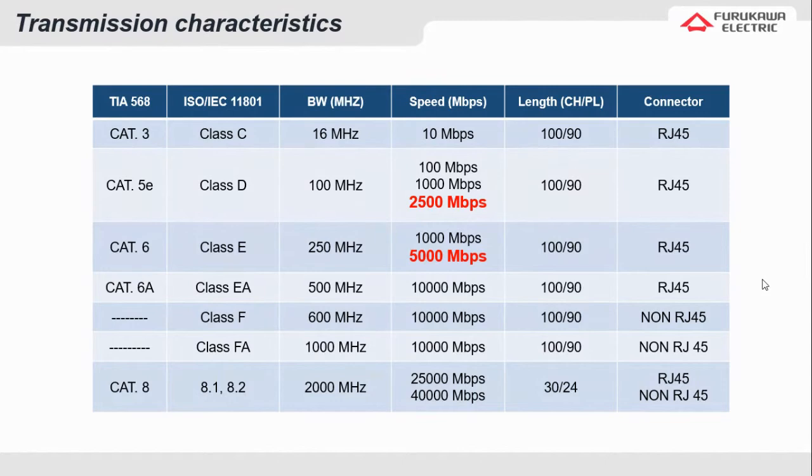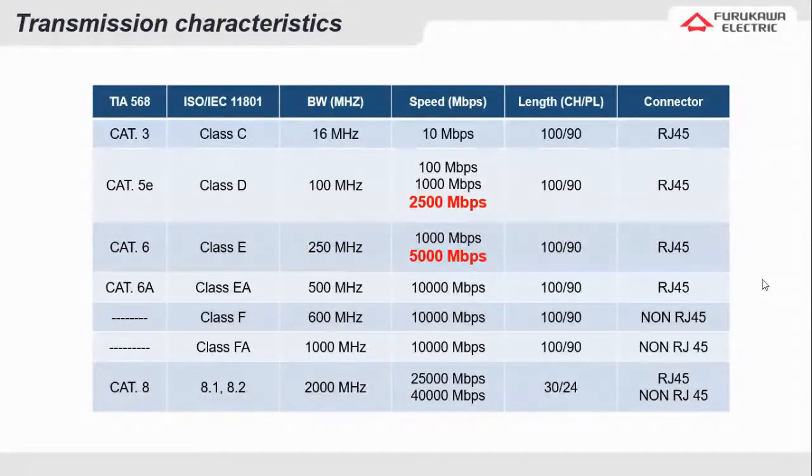Strictly speaking, CAT.7 and CAT.7A do not exist as such, since there are no standards published by the TIA designating them as such. CAT.7 and CAT.7A are the commercial names given to standards Class F and Class FA published by the ISO. We'll make a brief comparison between CAT.6A and CAT.7A shortly, but do note here that in terms of speed, there really is no improvement, and the fact that they use non-RJ45 connectors in itself is, we could say, a great disadvantage.